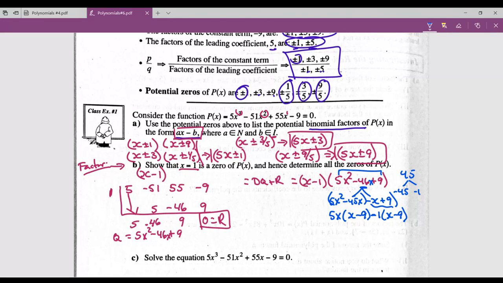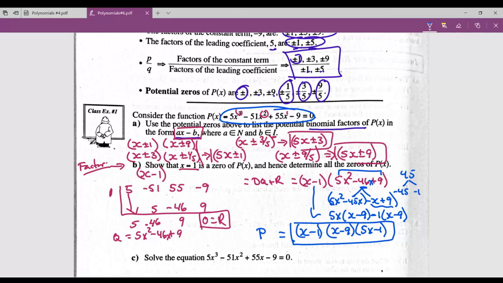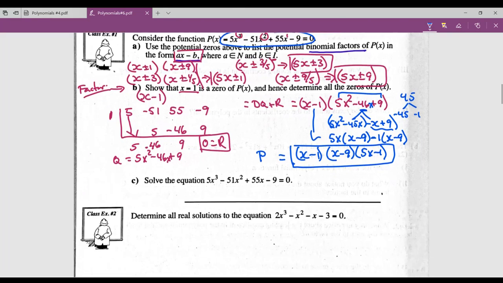You are doing it right if these brackets match. I can pull out an x minus 9. 5x minus 1. And then this x minus 1 drops down to go with it. And there is your factored form. The polynomial equals that. If you multiplied that out, you would get this up here. All right.